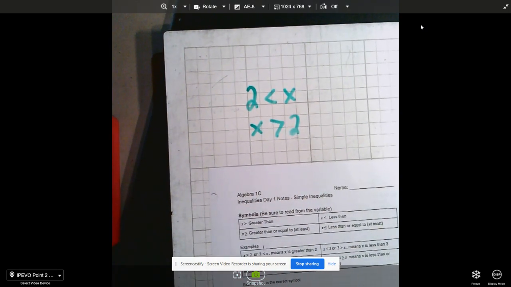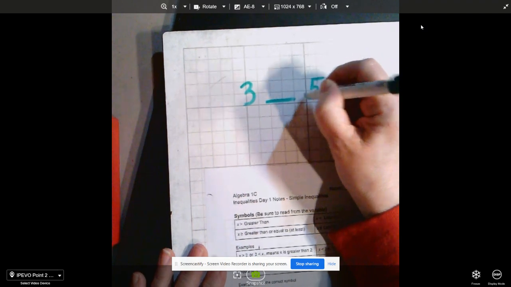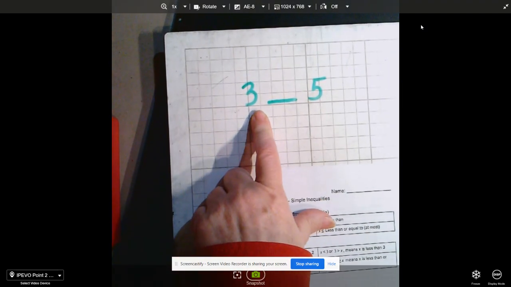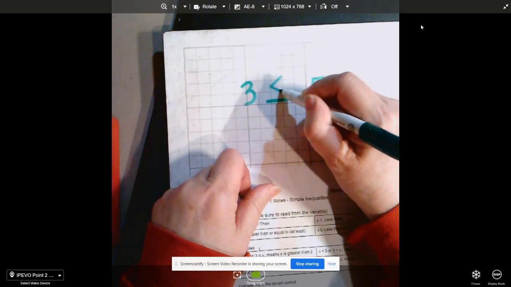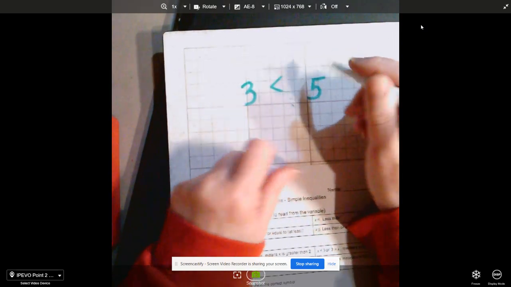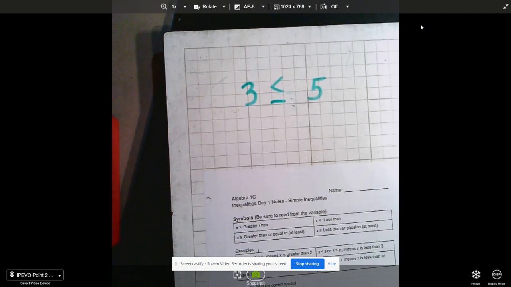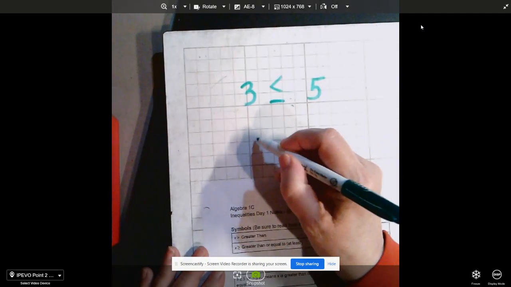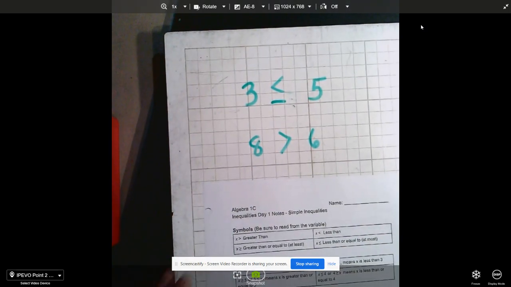So on the example sheet, it says fill in the correct symbol. Here you have 3 and they have blank is 5. Well, is 3 greater than 5 or is 3 less than 5? Well, you could write in 3 is less than 5. Now they leave you this blank, but you could write 3 is less than 5. You could write 3 is less than or equal to 5. In this case, it doesn't really matter. And then they give you 8 and 6, and 8 is obviously greater than 6.